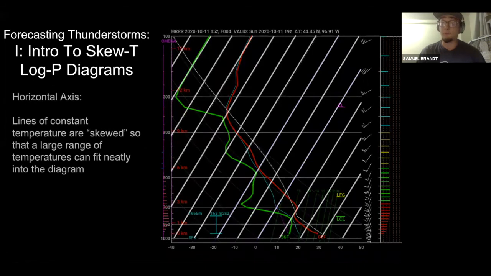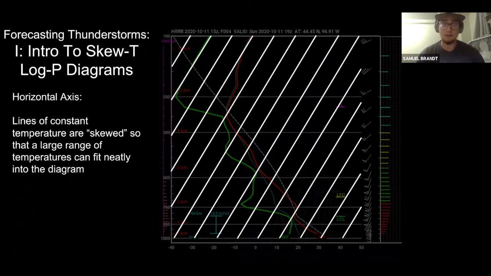We're going to talk about where the SkewT comes from now, and that's from the quote unquote horizontal axis, but it's actually skewed a little bit. These are lines of constant temperature, and they're skewed that way so that you can fit a large range of temperatures in a fairly compact diagram. Otherwise, all your diagrams would be like widescreen. So this just makes it a little more convenient to fit things into more of a square shape.